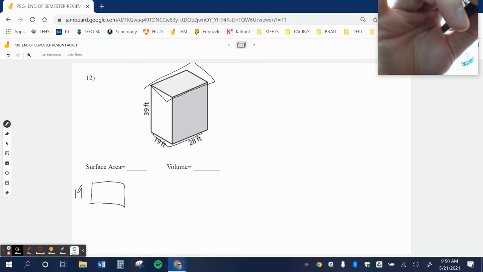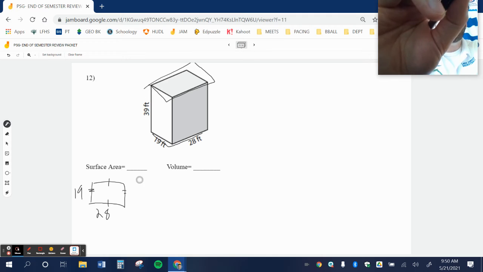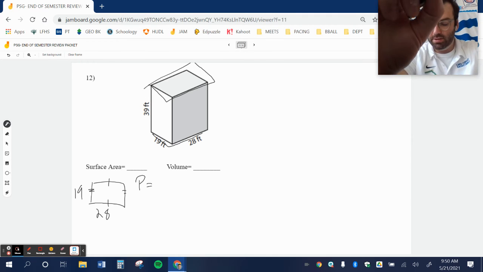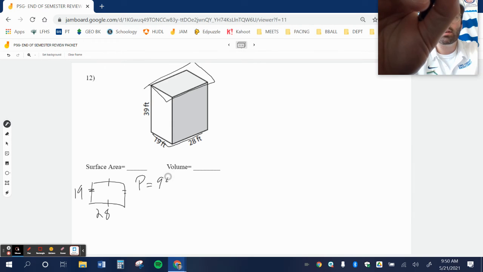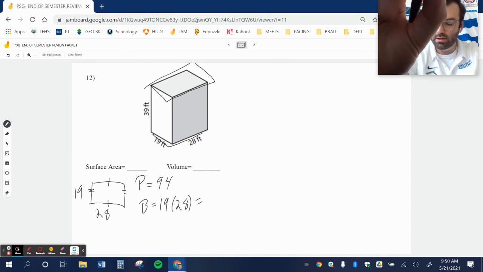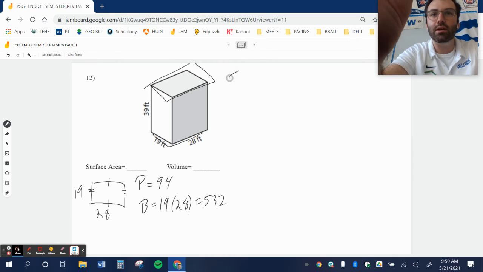I have 19 and 28, and then these are going to be the same. And these will be the same. So the perimeter, 19 plus 19 plus 28 plus 28. What did I get? 94, it looks like. Yeah. The area of the base is going to be 19 times 28, which I got to be 532. So surface area of a prism equals perimeter of the base times the height of the shape plus 2 times the area of the base.